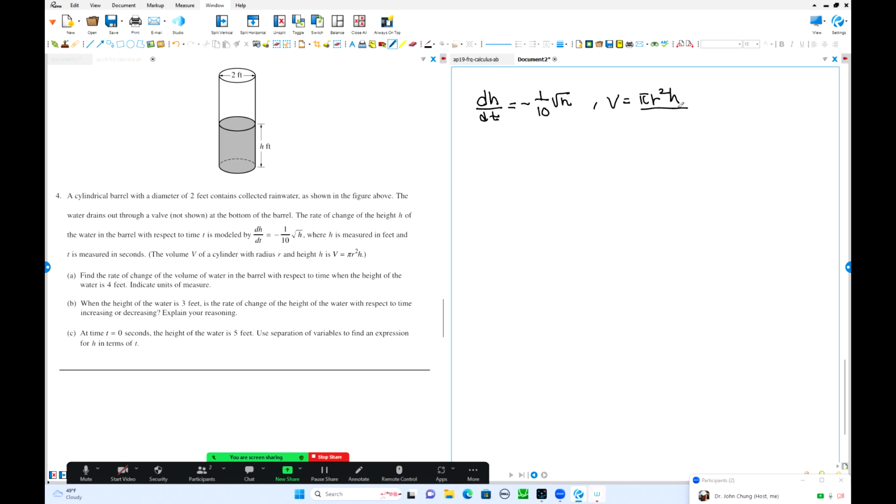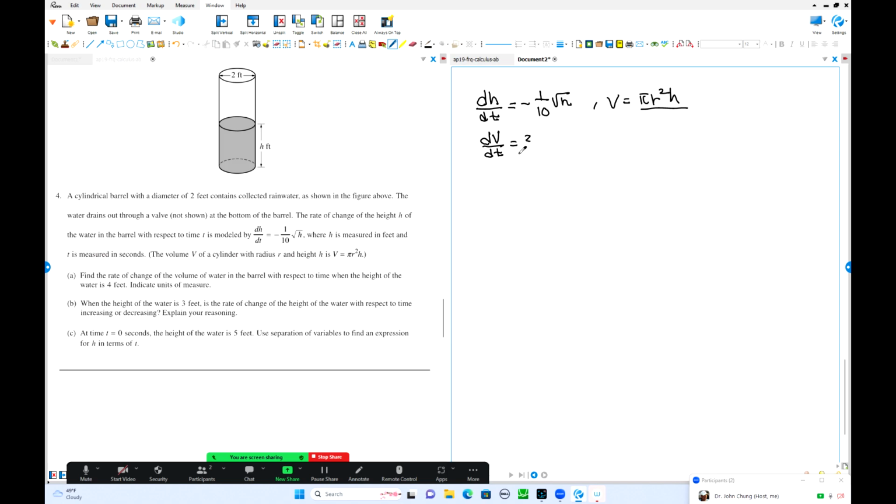Now take a look at the first one. Find the rate of change of the volume of water in the barrel with respect to time. So we're going to find the rate of change of the volume, that is dV/dt, right? Now we already have dh/dt as negative 1 over 10 square root h, in terms of h, not any constant numbers.